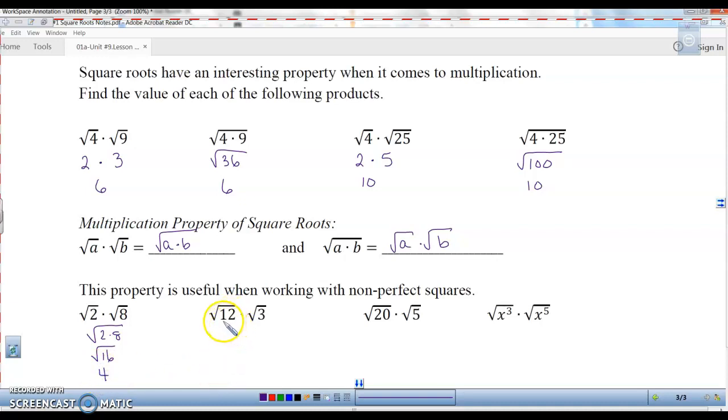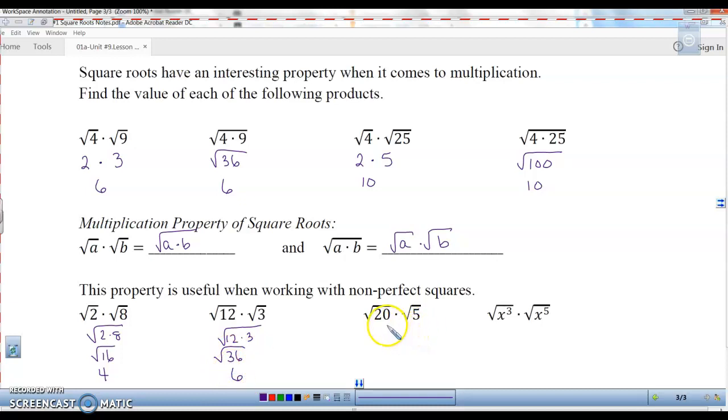Okay, the square root of 12 times the square root of 3. Well, 12 isn't a perfect square, neither is 3. You can't multiply something by itself and get 12, and neither can you for 3. But if you multiply them together, 12 times 3 will give you 36. Is 36 a perfect square? Yes, it is. The square root of 36 is 6.